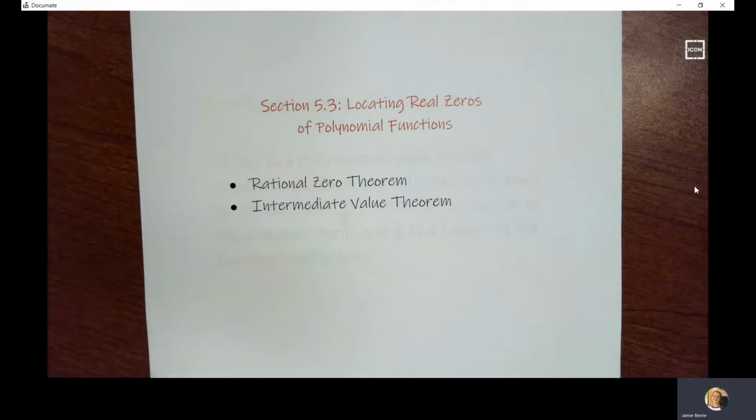All right, so in this section we're continuing to talk about polynomials. This section is called Locating Real Zeros of Polynomial Functions.